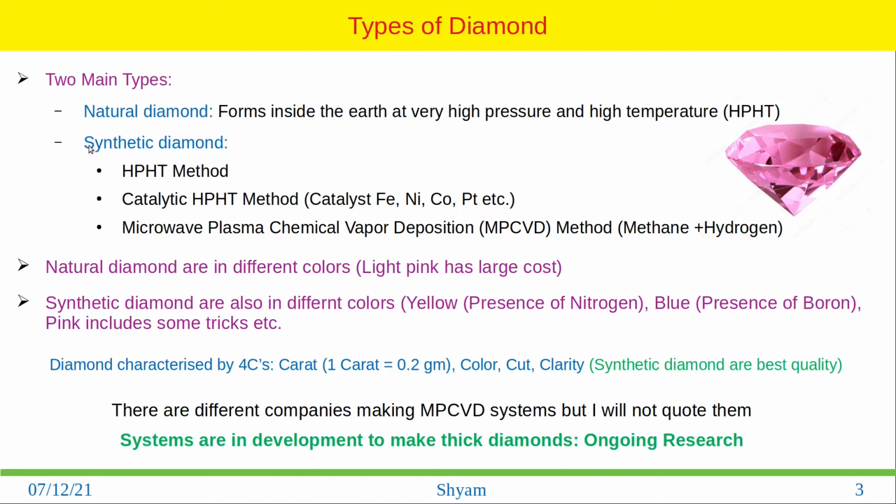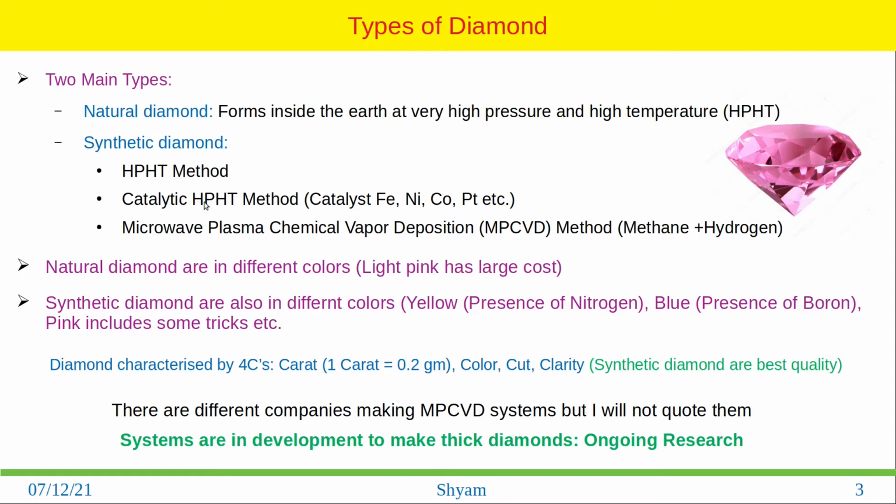Another type of diamond is synthetic diamond, which we make in the laboratory. The first method is the HPHT process. The same process by which natural diamond is grown in the earth, we use the same technique in the laboratory.